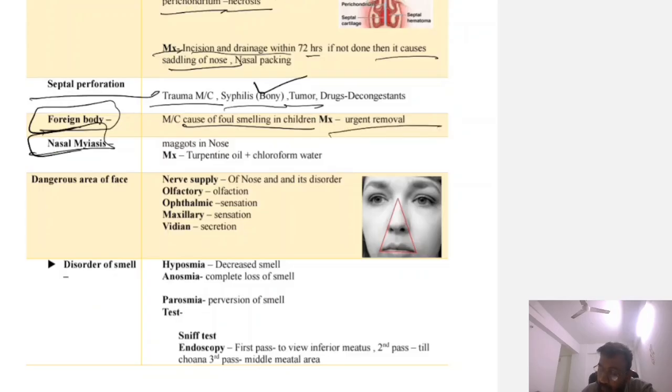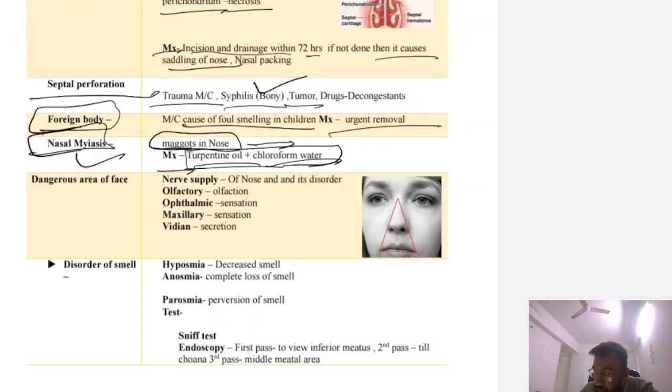Nasal myiasis. So what is nasal myiasis? These are maggots in the nose. Maggots in nose is known as nasal myiasis. How will you treat it? By turpentine oil and chloroform water, because turpentine oil and chloroform water kill the maggots.